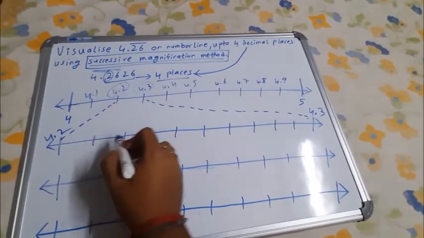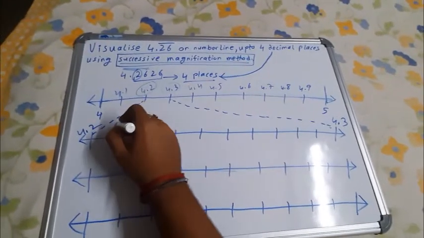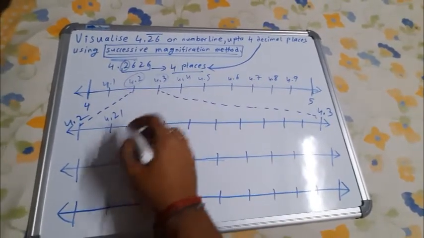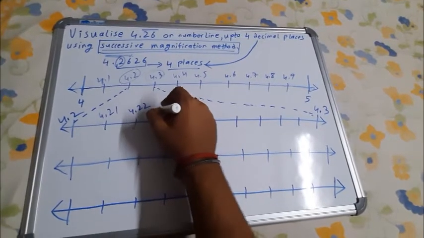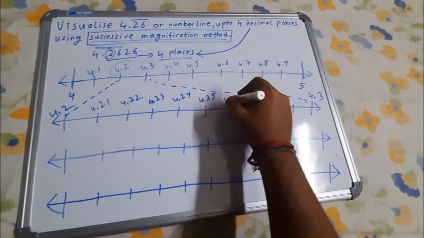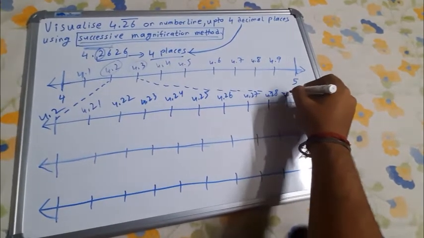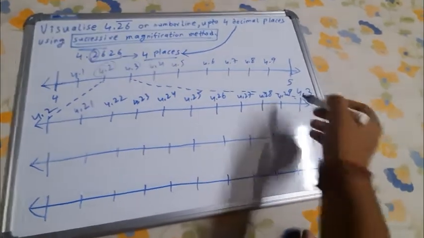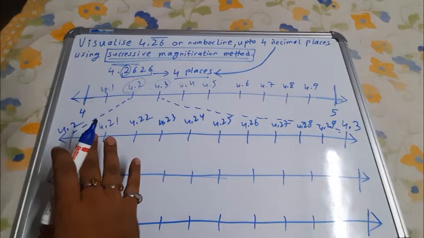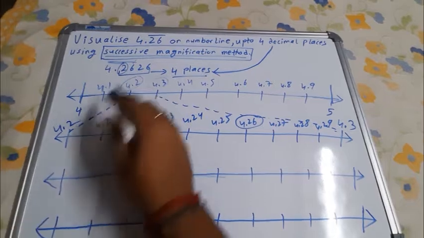Now again we have divided this into many divisions. Now we will know what these divisions are. These divisions are 4.21, 4.22, 4.23, 4.24, 4.25, 4.26, 4.27, 4.28, 4.29, then 4.30. Understood this concept? Now on this number line we got 4.26.